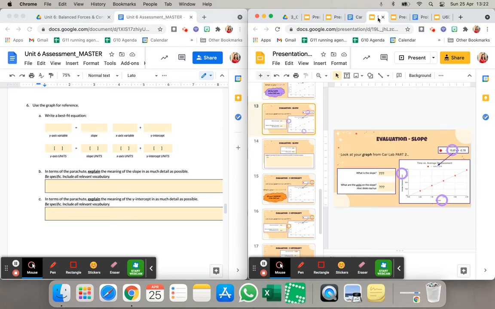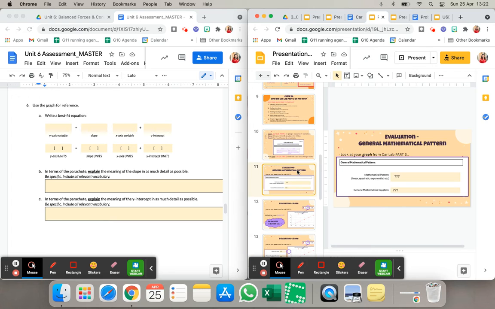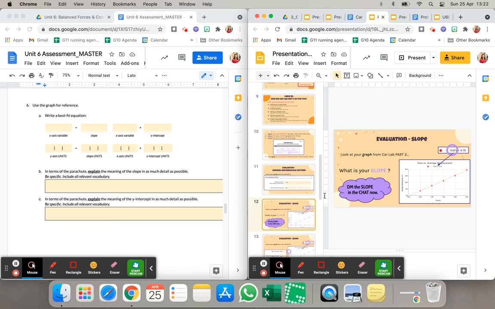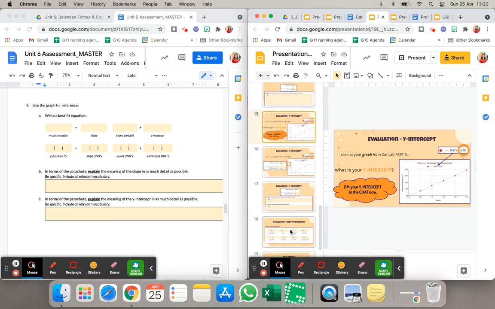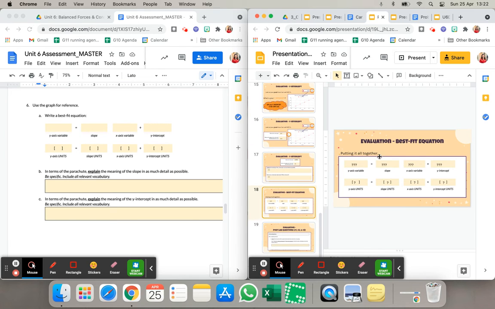All right, question 6. Question 6 really came out of Car Lab Part 3. So you'll notice for Car Lab Part 3, we spent this entire day walking through how to set up this equation. We worked through together how to set up the equation, how to find the slope, how to find the y-intercept, and then how to put the equation together and find its units. And so notice, if we're walking you through something step by step, that means it's probably really important. We're probably going to assess you on it.